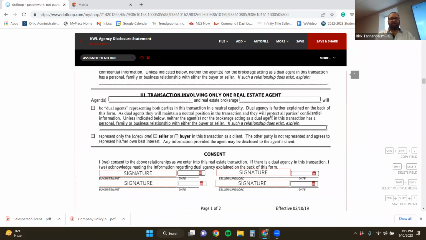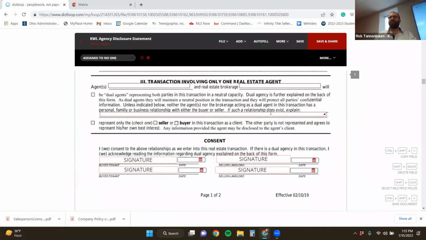Okay. Section 3 would be if it's an unrepresented seller. So you're writing an offer for a buyer, and that seller is a for sale by owner. They don't have representation, or if you're a dual agent. So if it's your listing that you're writing the offer on and you're acting as a dual agent, we're going to use section 3. Basically, there's only one real estate agent involved in the transaction. That's when we use section 3. You would write your name here, Keller Williams Living, in that second box. If you're acting as a dual agent, you're going to check this box.